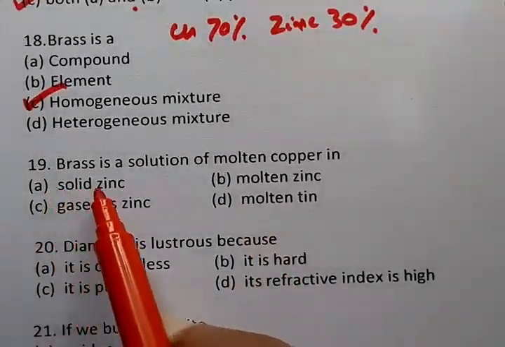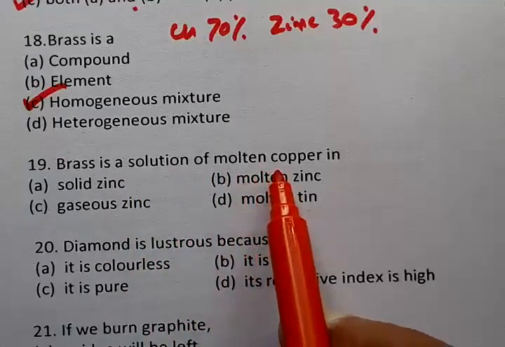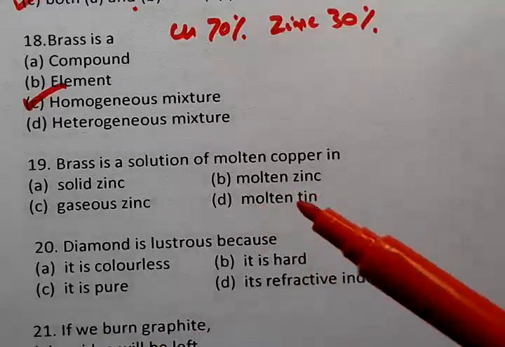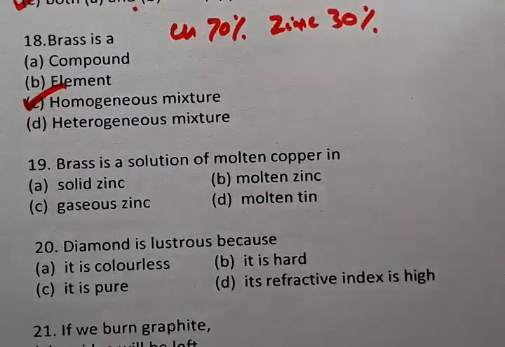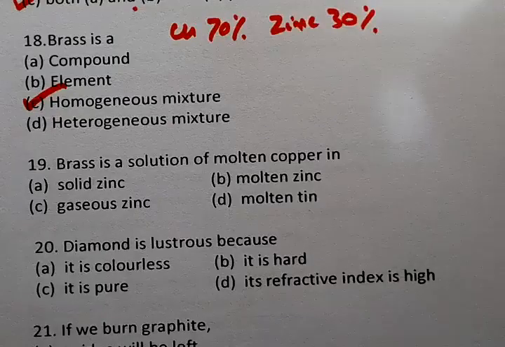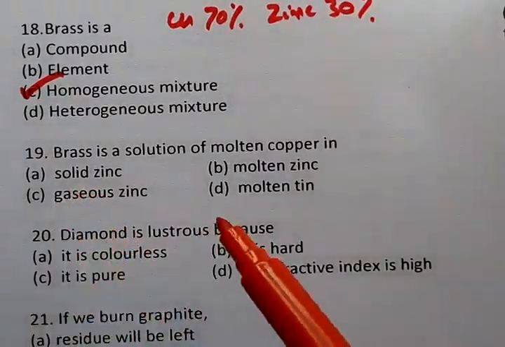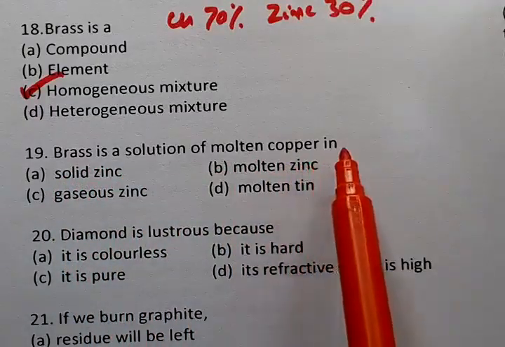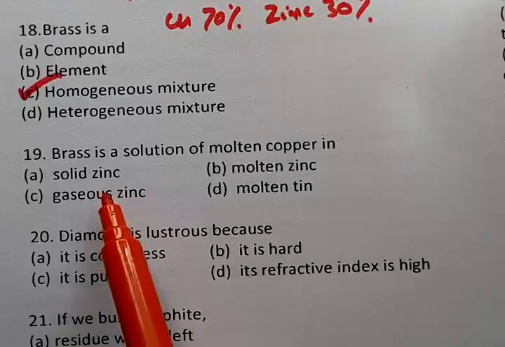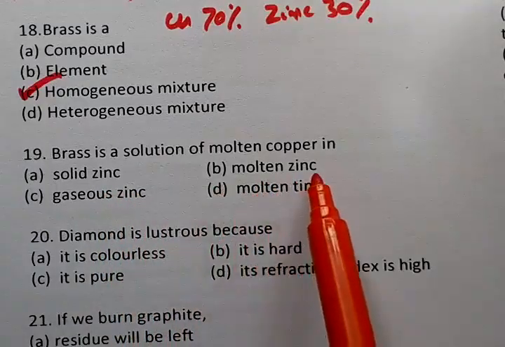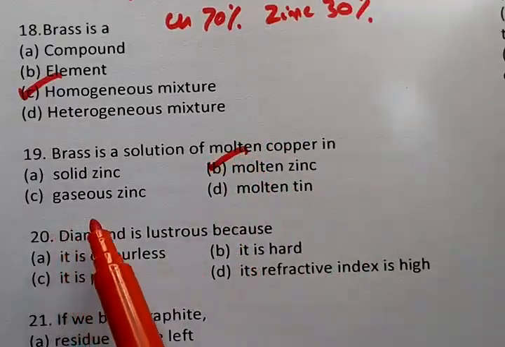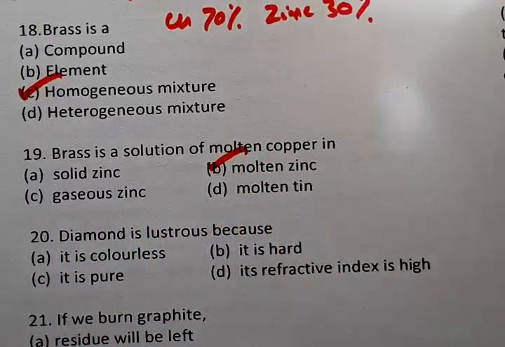So 19th one. Brass is a solution of molten copper in. See, when you want to make brass, solid you cannot mix. Correct? You have to mix in the liquid form. So you have to heat both and then mix it. So brass is a solution of molten copper in solid zinc. No. Molten zinc, yes. Gaseous zinc, no. Molten tin, no. Okay.